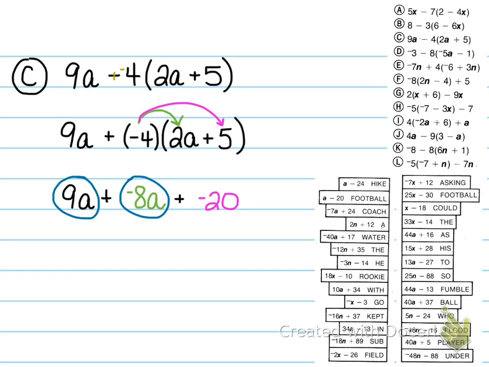We look for our like terms. So 9a and negative 8a are like terms. Positive 9 and negative 8 is positive 1, so we get 1a. And then we still have that plus negative 20, but to simplify plus negative, we could change that to subtraction. So it's a minus 20, which is also on the right-hand side. So in space C, you write football.